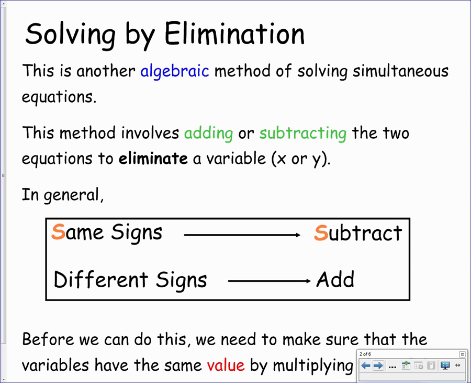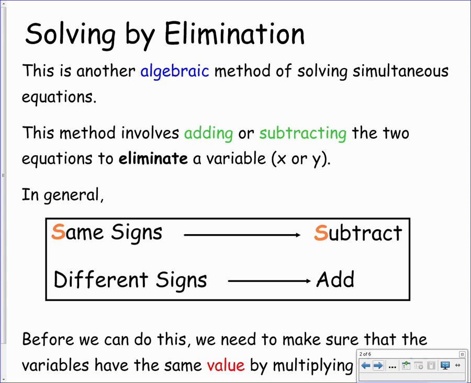So, to solve by elimination, as I've said, it's another algebraic method of solving the equations. What we need to do here is to actually add or subtract the two equations. What this does is it eliminates one of our variables x or y, or t or c, or n, or whatever the variables are called. In general, we need to follow this rule.